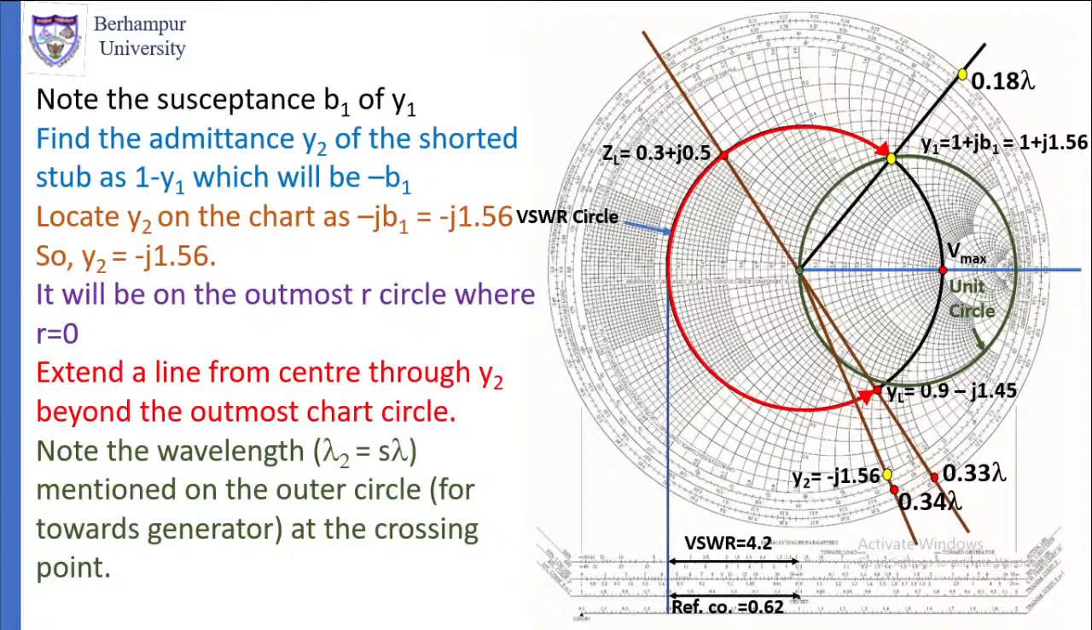Extend the line from the center through Y2 beyond the outermost chart circle. Then note the wavelength of Y2, which is S lambda. That will be mentioned on the outer circle. So you move towards the generator and note that Y2. For minus j1.56, the wavelength that you can see is 0.34 lambda. So note that. Do this, take about 10-15 seconds and do this.